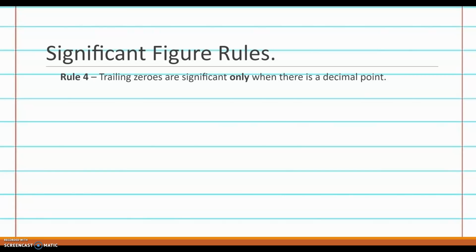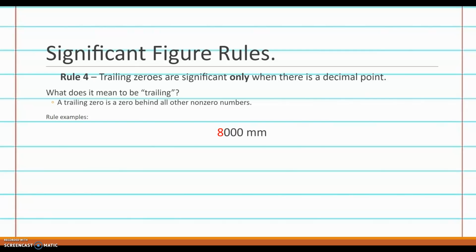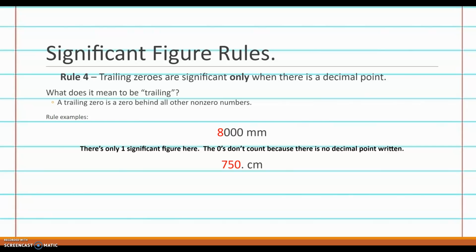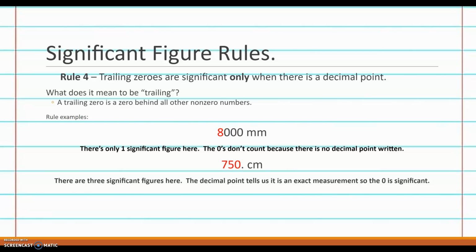Rule number 4. Trailing zeros are significant, but only when there is a decimal point. Trailing means they come after the non-zeros. For example, 8,000 millimeters. There is no decimal point here, so there's only one significant figure. Another example, 750. with a decimal, centimeters. Here there are 3 significant figures because that decimal point is there. 0.002500 kilometers. Here there are 4 significant figures. The zeros out front do not count, but the ones at the end do.